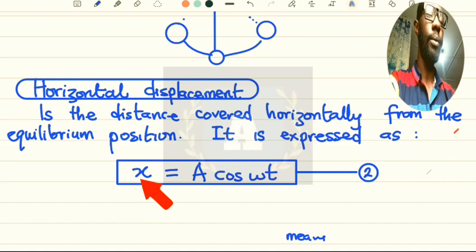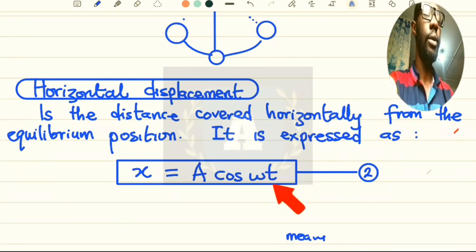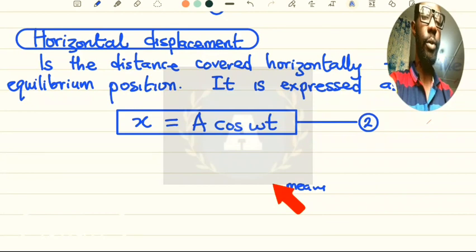This x here is the horizontal displacement. A is amplitude in meters or millimeters. Then we have cos. Omega stands for the angular frequency in radians per second. t stands for time in seconds. So please do well to note that.